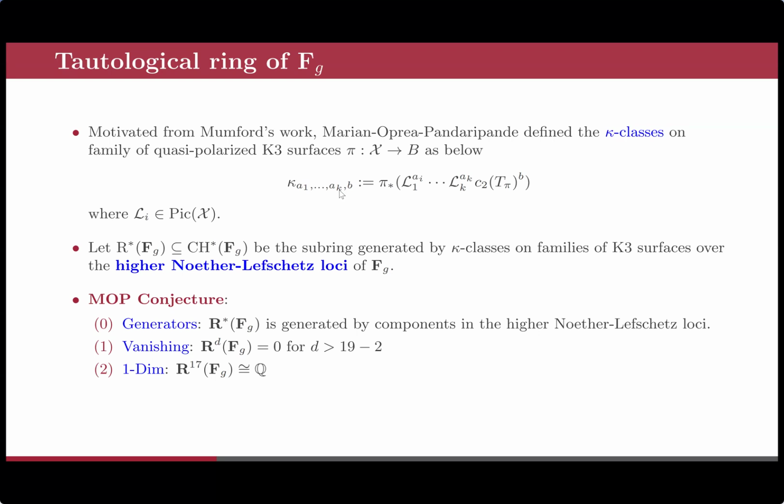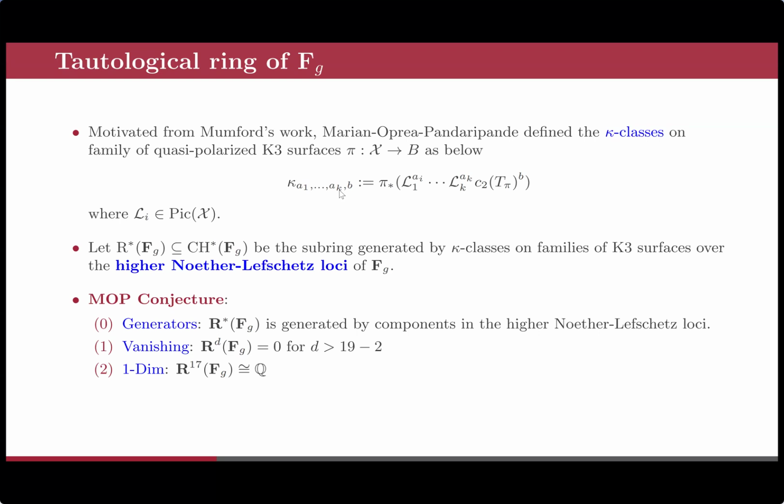This is the second part of the conjecture. And the last one is one dimensionality. So the conjecture: when D equals exactly the dimension minus 2, which is 17, this is one dimensional. And then you may ask whether there is some nice perfect pairing if this is one dimensional. And actually the answer is no.